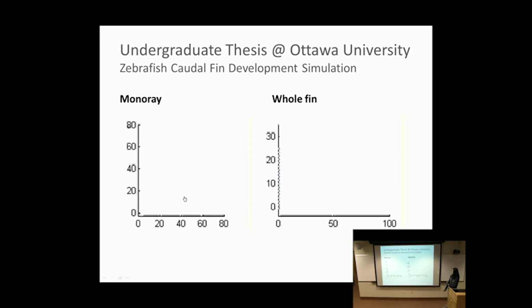I simulated zebrafish caudal fin generation. The fin generation was triggered by three morphogens, and the joint formation occurred when these three morphogens passed the threshold. The diffusion of the morphogens, their transportation between cells, can be simulated by Fick's law, which describes particle transportation.